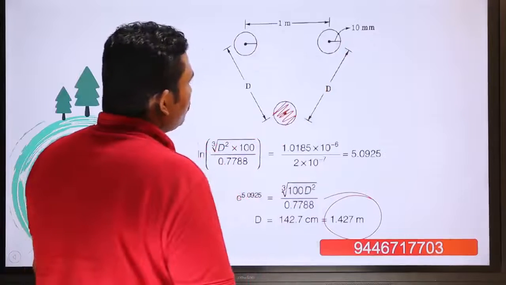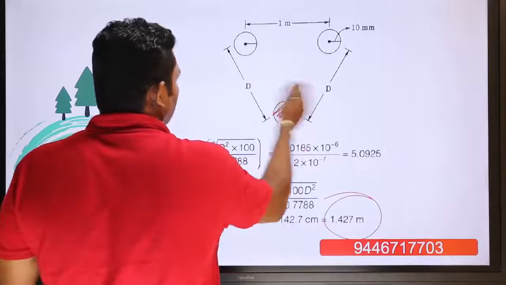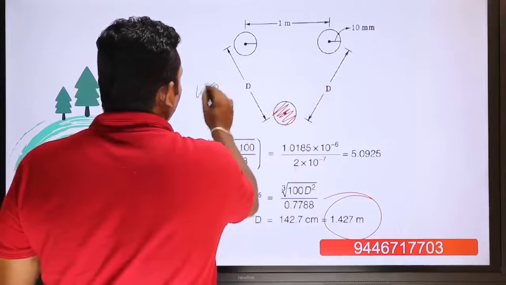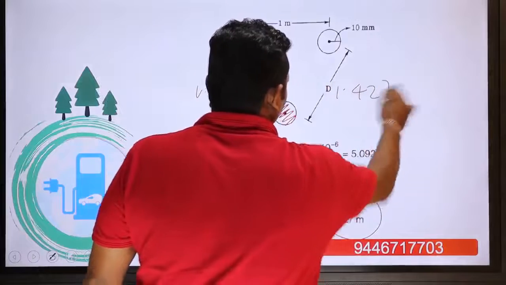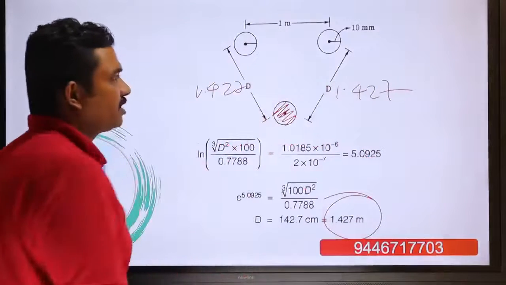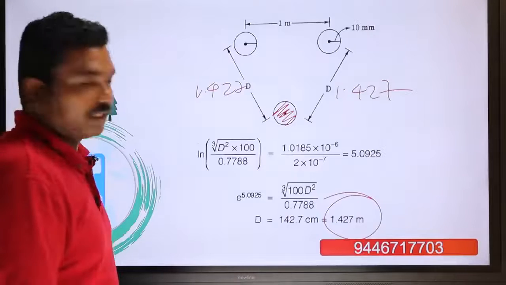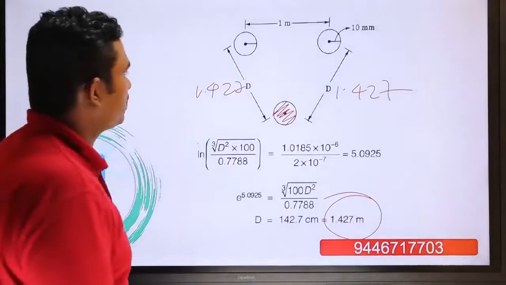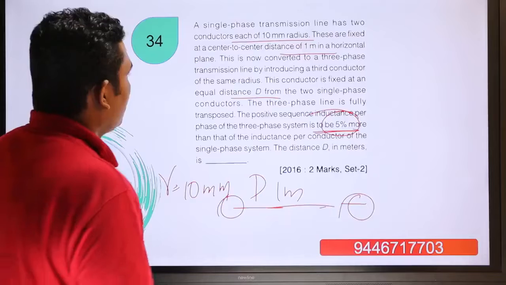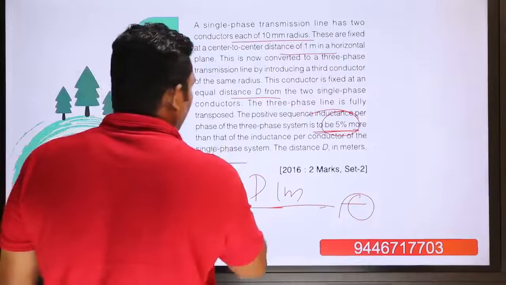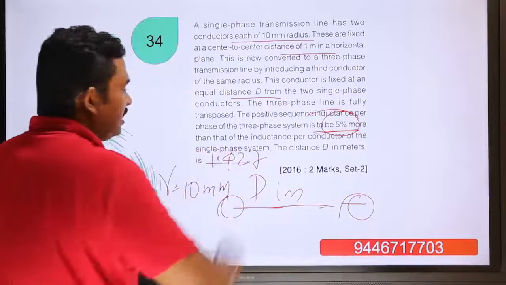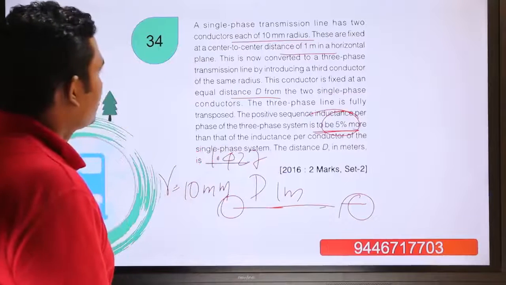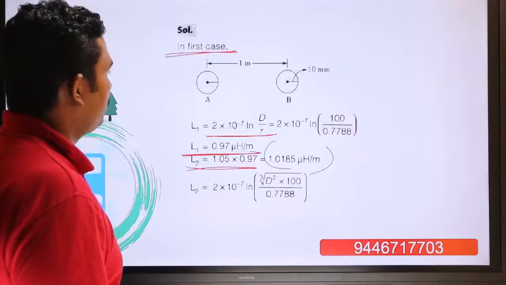Now what is the distance D? It is 1.427 and it is 1.427 symmetrically with respect to the other two conductors. So this is also a very good question. So what is our answer? Our answer is equal to 1.427. That is the distance D in meters. Okay. So that is about question number 34.